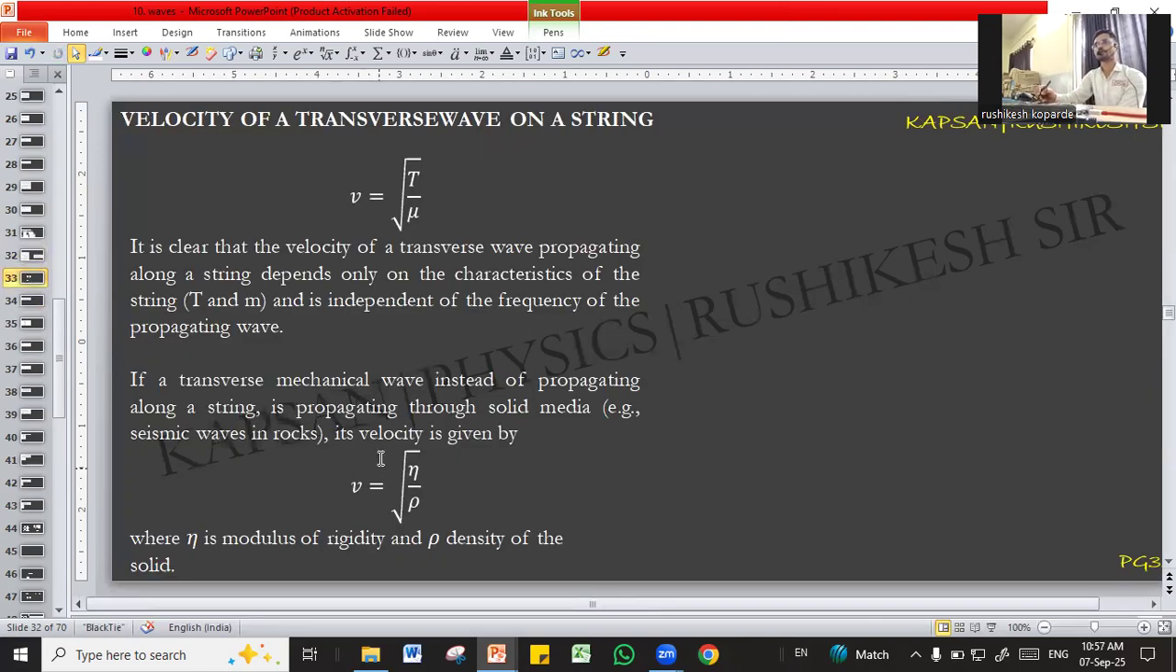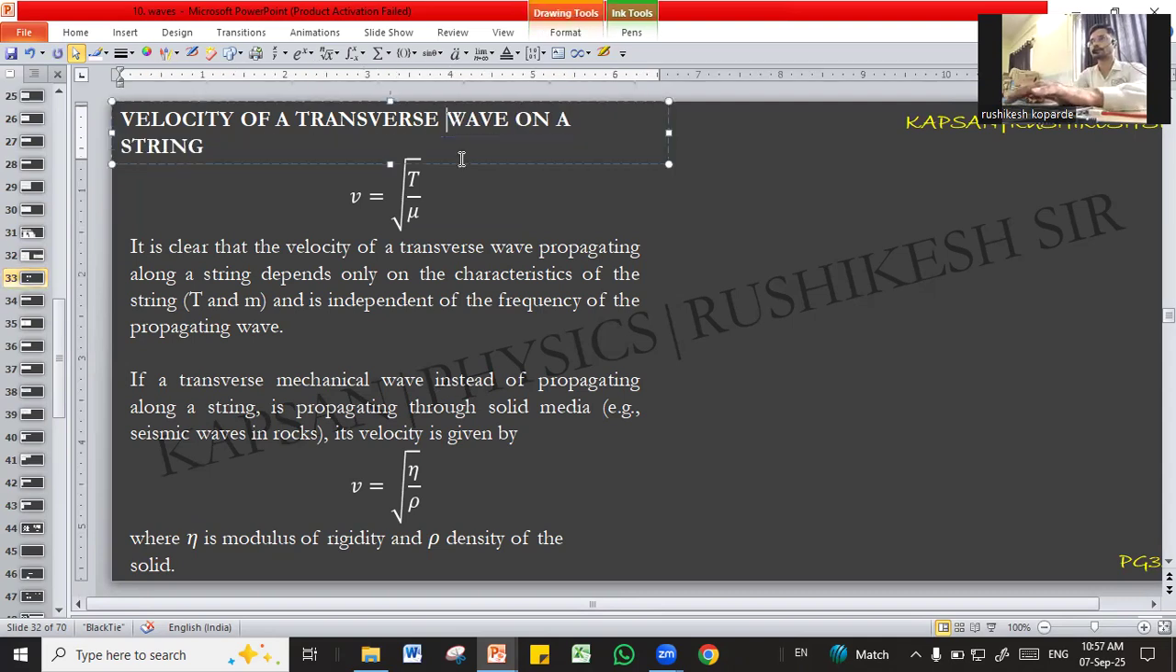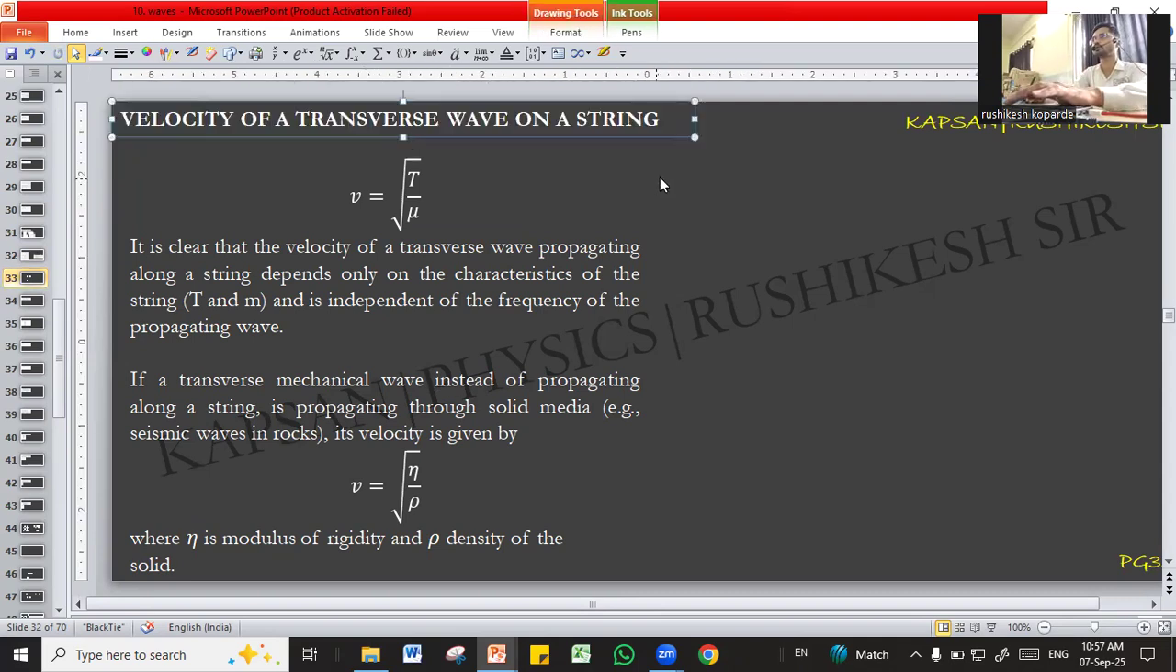Velocity of a transverse wave on the string. Let us try to understand this. We are talking particularly about a transverse wave on the string. What is the formula? V is equal to under root T upon mu. What is T? Tension in the string. What is mu? Mass per unit length of the string. Now this formula we are going to accept. Of course, this can be derived.